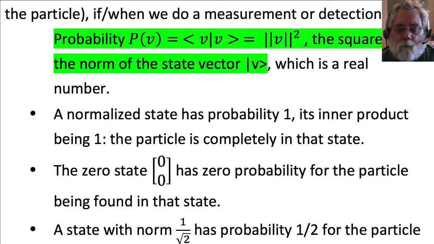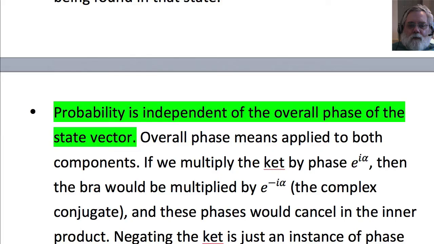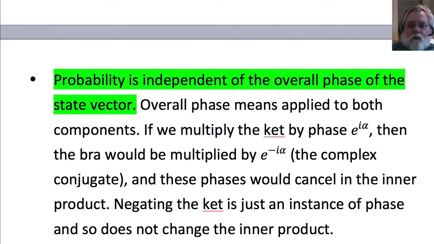A state with norm 1 over square root 2 has probability 1/2 for the particle being found in that state. Now, probability is independent of the overall phase of the state vector. Overall phase means a phase applied to both components. If we multiply any ket by a phase e to the i alpha, then the bra would have to be multiplied by e to the minus i alpha, the complex conjugate. And when we do the inner product, those phases will cancel.